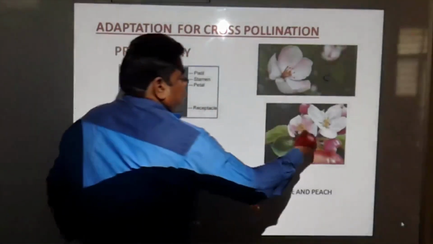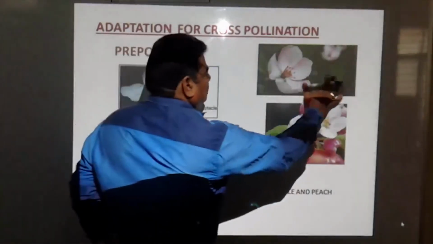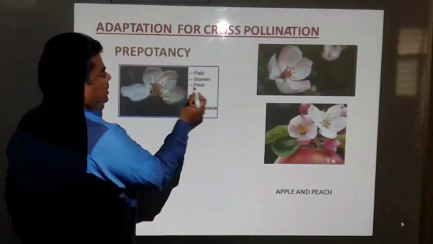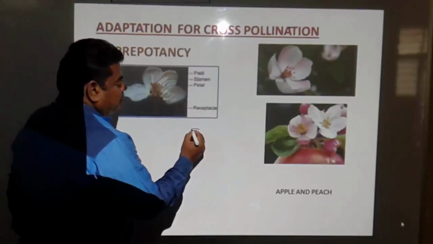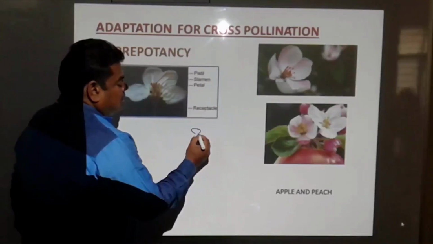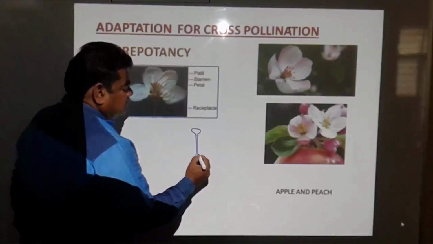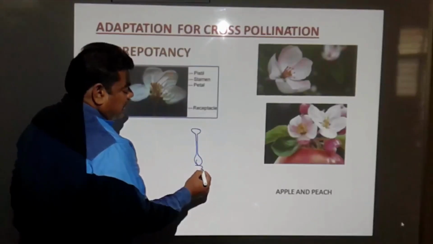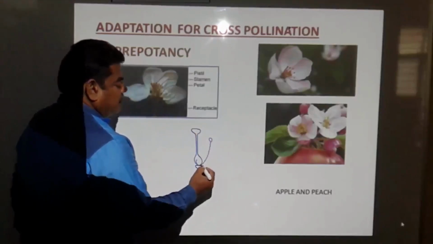See, this is the apple flower, a very beautiful flower. In this apple flower, this one is the pistil, this one is the stamen, these are the petals, and these are the receptacle. The gynoecium consists of the stigma, then this long style, and then this bulbous ovary. Here is the thalamus, and here the stamens are present.